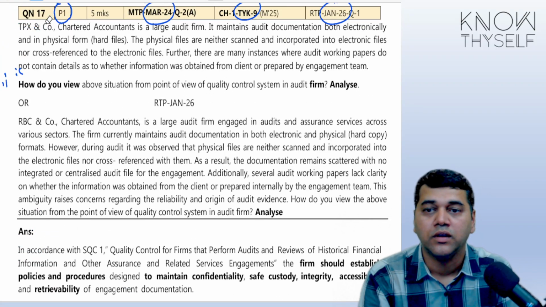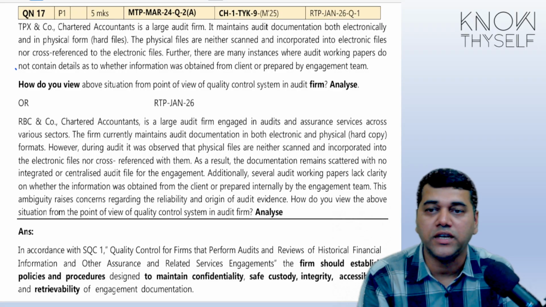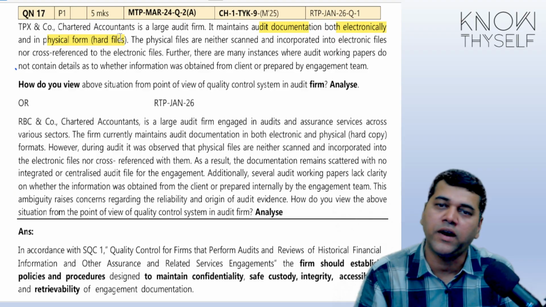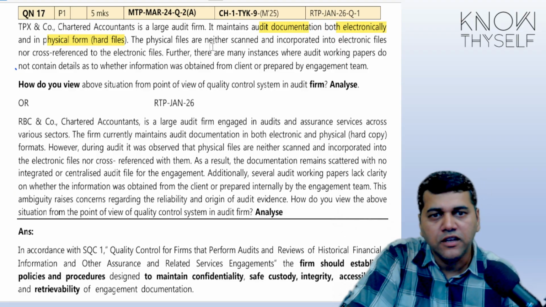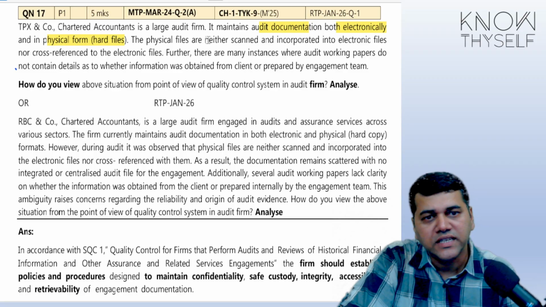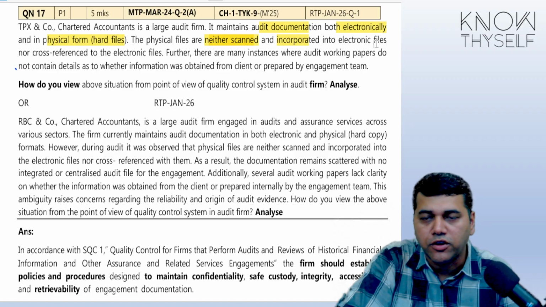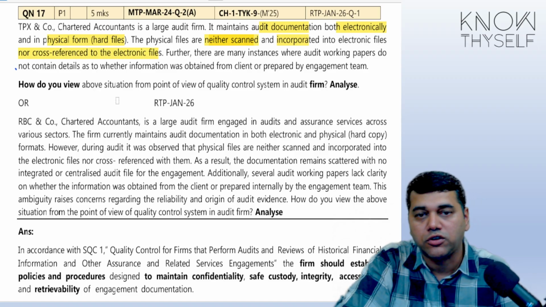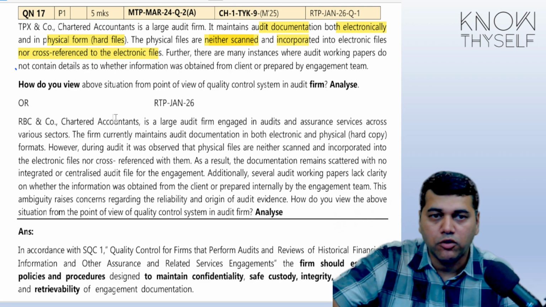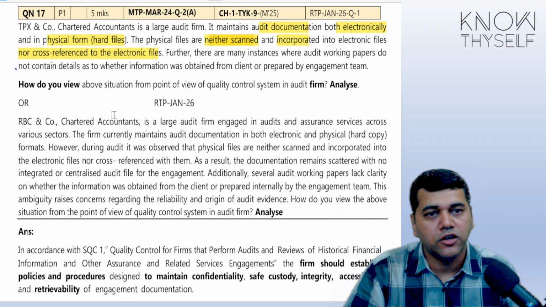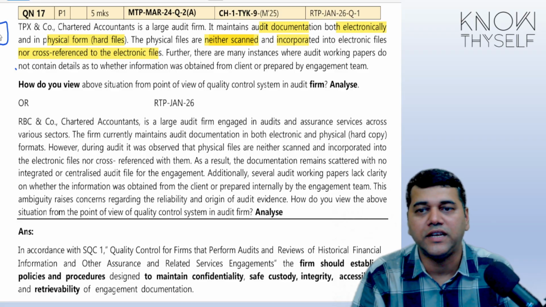Let us go through. TPX and Co, Chartered Accountants, is a very large audit firm. It maintains the audit documentation both electronically and in physical form, in the form of hard files. Now, the physical files are neither scanned and incorporated in the electronic file, nor cross-referenced to the electronic files. They have got some electronic files and some physical copies. What is an electronic file? For example, Excel data. This is electronic documentation.